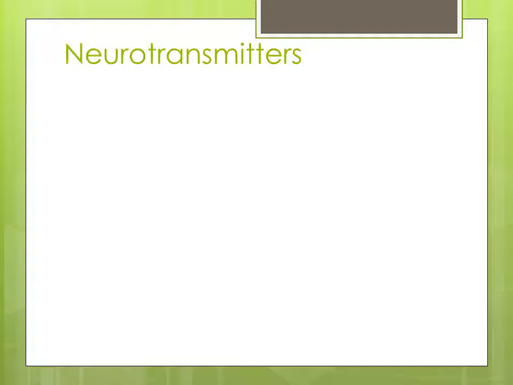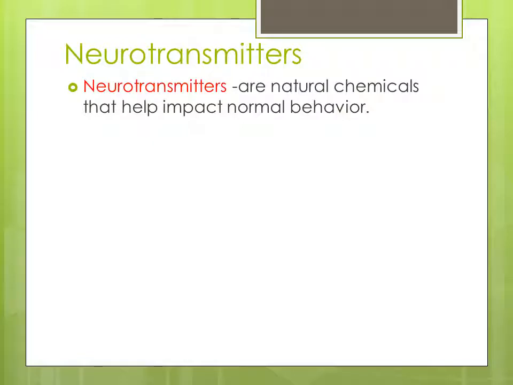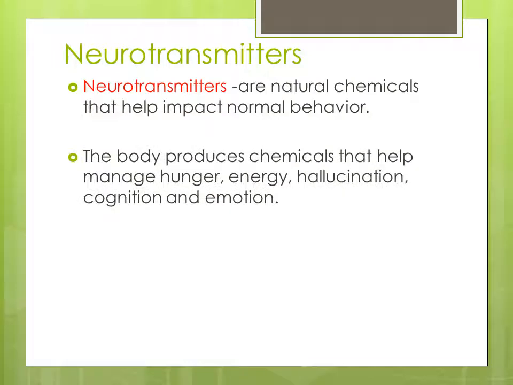So let's look a little bit closer at neurotransmitters. Neurotransmitters are natural chemicals that help impact normal behavior. The body produces chemicals that help manage hunger, energy, hallucination, cognition, and emotion. Neurotransmitters are key components for all behavior and our mental process. The neurotransmitters, you may see NT sometimes for short, carry the messages for all that we do. Neurotransmitters send messages to be happy or sad, to move or stay still.